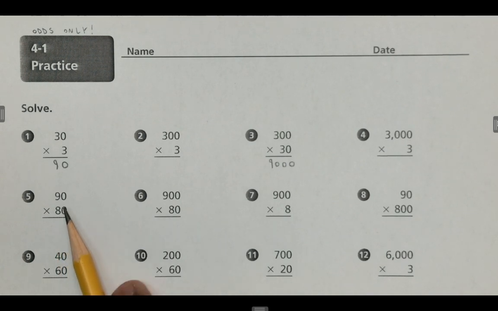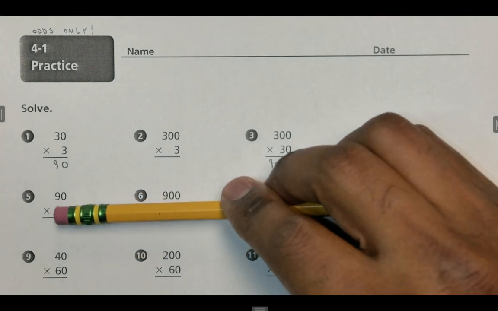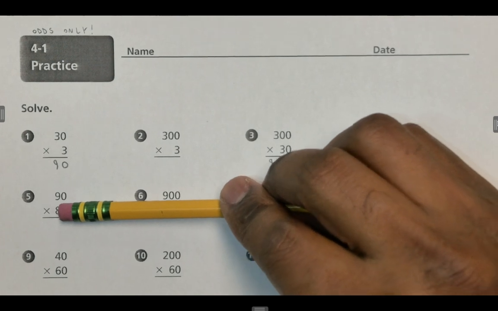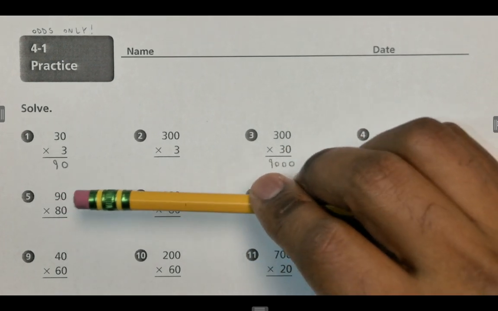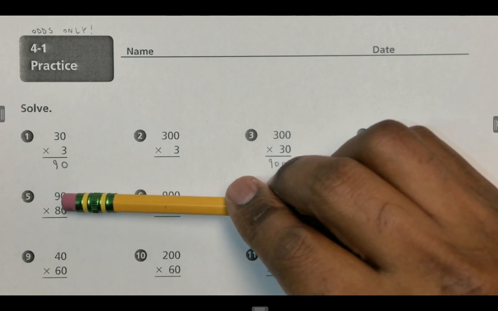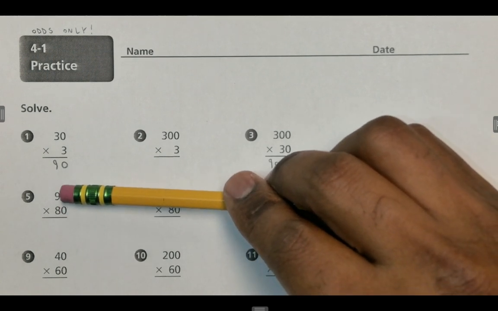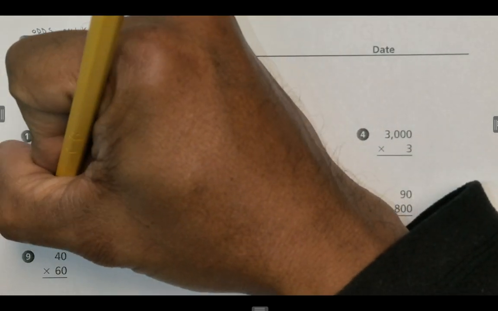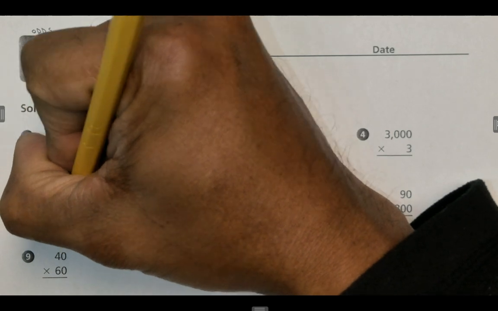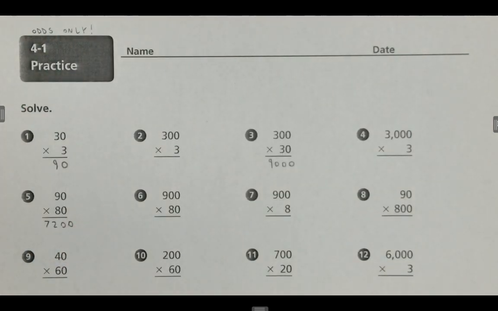Number 5, 90 times 80. Each of these numbers is a multiple of 10. I'm going to cover up or count up my zeros. There's 1 zero in 80, there's 1 zero in 90, so 2 zeros altogether. Now, let's multiply the non-zero digits. Multiply 9 times 8, which is 72, and then add in the 2 zeros behind it to get 7,200.